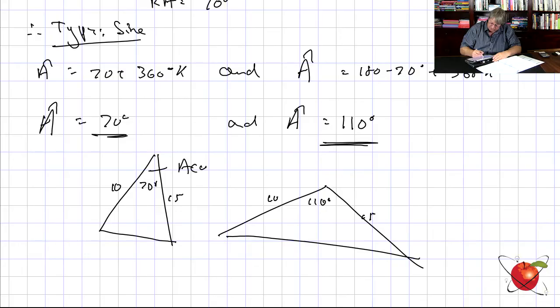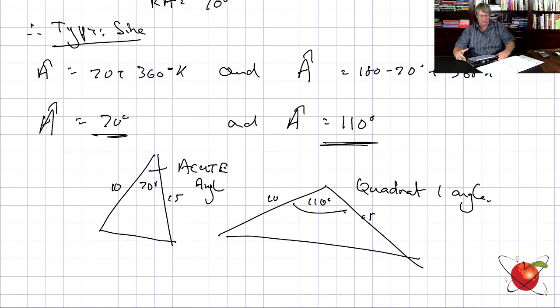Essentially, it's like a pair of scissors, isn't it? You can have a triangle there and a triangle there. This is the acute angle, and this is the quadrant 1 angle, isn't it? You've got the acute and you've got the quadrant 2 angle, right? So if you are given an area and asked to find an angle, always remember you need to show both.